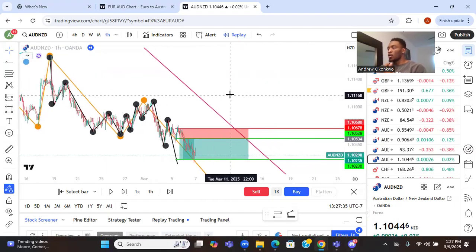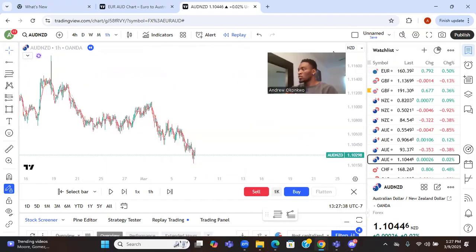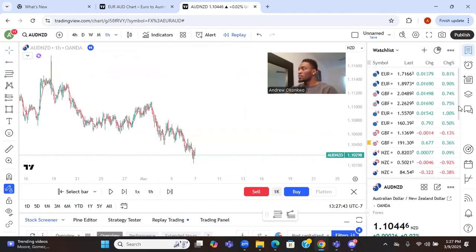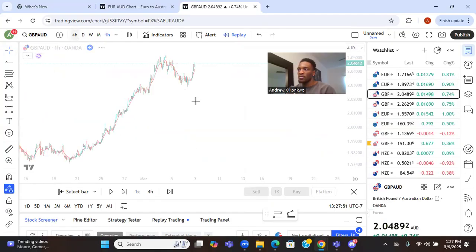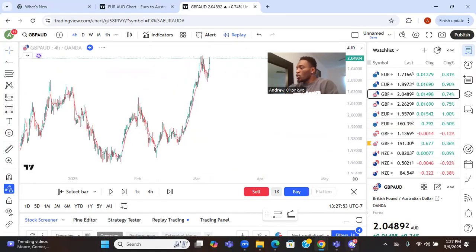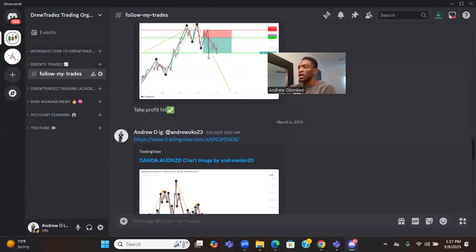So let's go over that GBPAUD. Let's just go over the winning trades first, and then we'll go over what I was looking at on the losses. So that was that AUDNZD trade. Let's go to that GBPAUD trade.